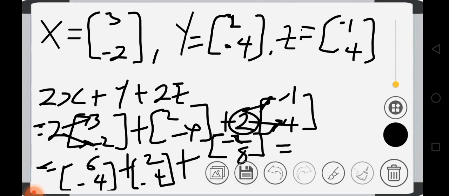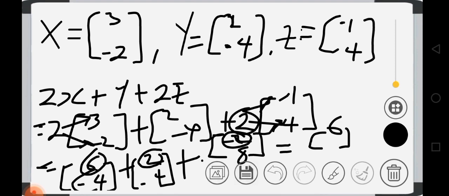So we can give us 6 plus 2 minus 2. That is 6 plus 2 plus minus 2. That will give us 6, minus 4 plus minus 4. That is minus 8. Minus 8 plus 8, that will be 0. So I'm going to have 6 comma 0 as the answer to this.